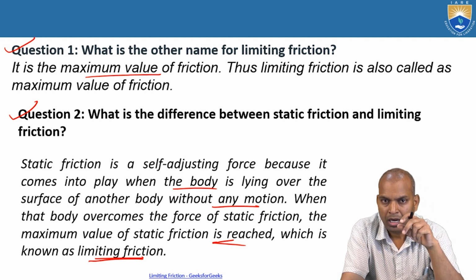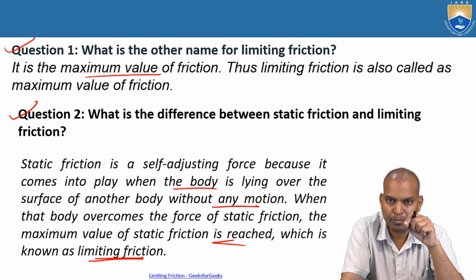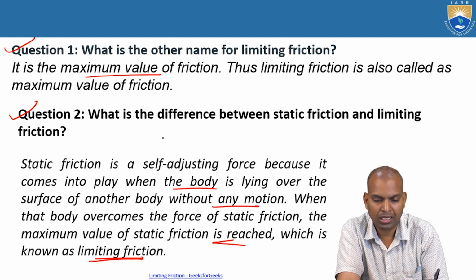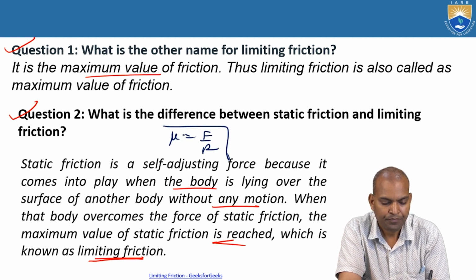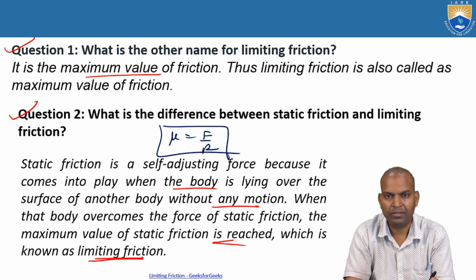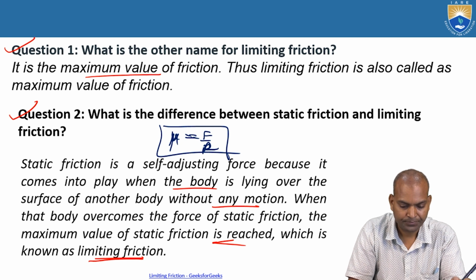And the maximum value of friction is known as the limiting friction. Now, what is the relation between the frictional force and normal reaction? The relation is mu equal to F by R. So the relation between the limiting friction, the frictional force, and the normal reaction gives the coefficient of friction mu. All right.